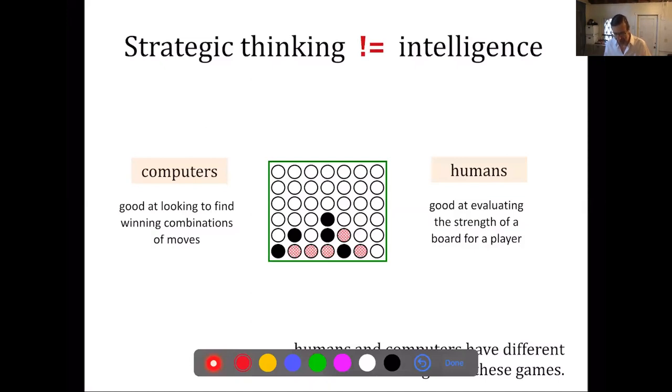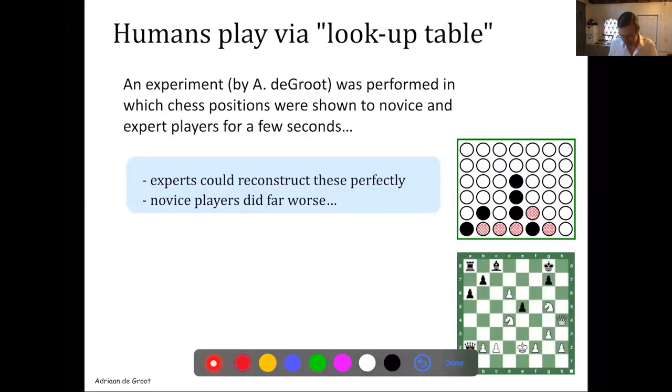We've been talking in this class about strategic thinking. It is important to understand strategic thinking is not intelligence, right? Intelligence is a lot more than just being able to look ahead 5 moves. There are so many more aspects to intelligence. We're still trying to unravel that and get computers to be intelligent, not just look ahead a certain number of moves.